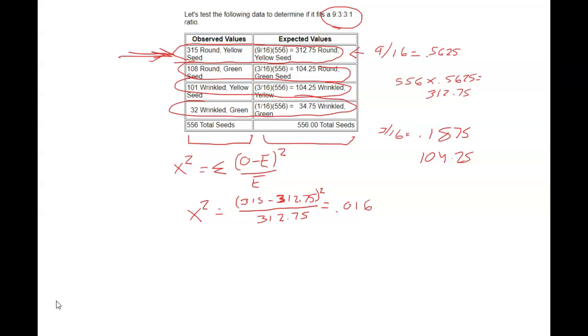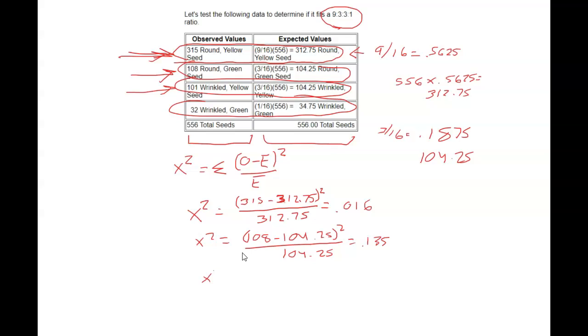When I repeat that exact same process for the other ones, I'm going to add all of them together. So if I do chi-square for the second category, it's the value of 108 minus 104.25, squared, all over 104.25. For that answer, I get 0.135. So that's the second class. I do have to do the third class again because I have a different value right here.